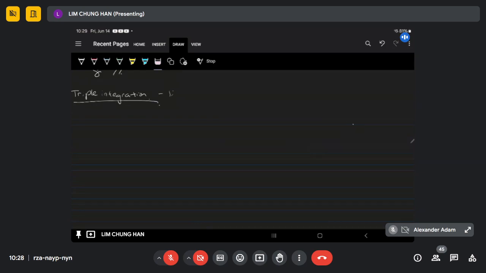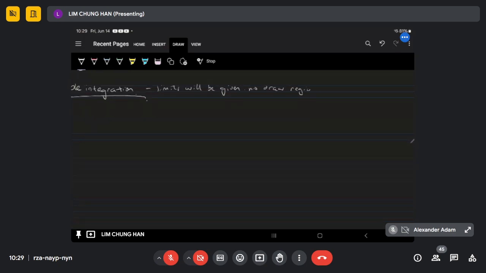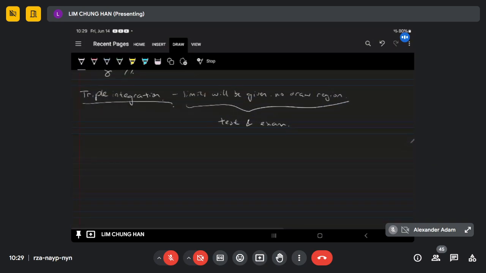So for triple integration, I'm not going to ask you to draw the region. Most of the time, for triple integration questions, limits will be given. You just integrate straight away. No need to draw the region for the triple one. This is in test and exam. In test and exam, if I give you a triple integration question, the limits will be given. You don't have to draw the region anymore. Okay, so the example is like that.